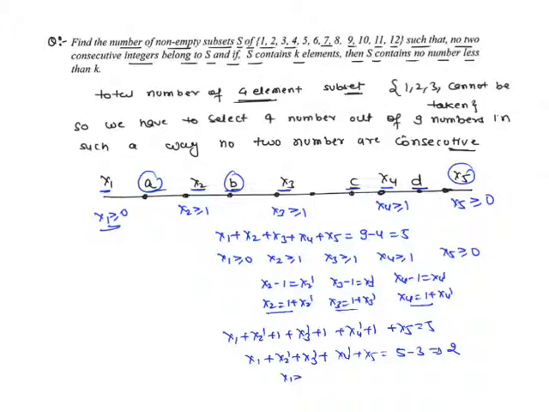Where x1 is greater than equals to 0, x2 dash is greater than equals to 0, x3 dash is greater than equals to 0, x4 dash is greater than equals to 0, x5 is greater than equals to 0. So solution of this equation is what? 2 plus 5 minus 1 C 5 minus 1. So this becomes 6C4.